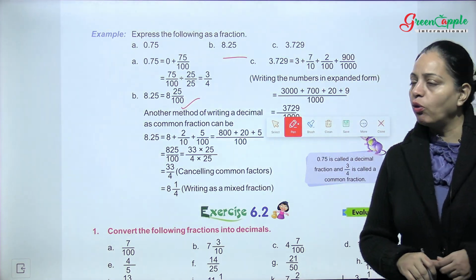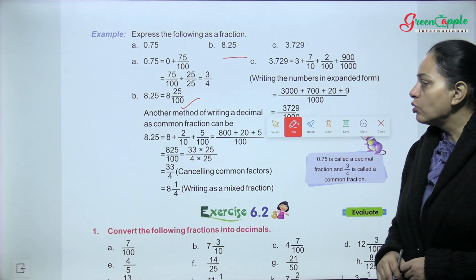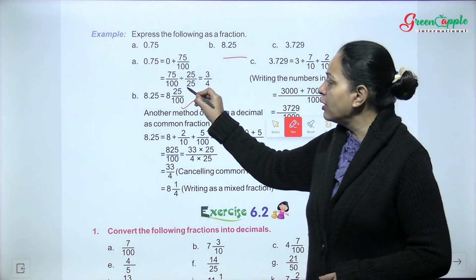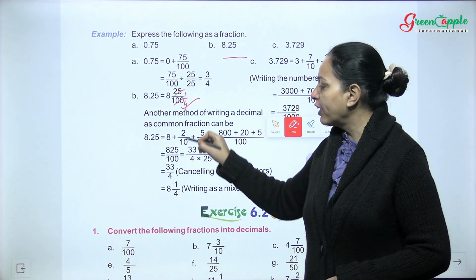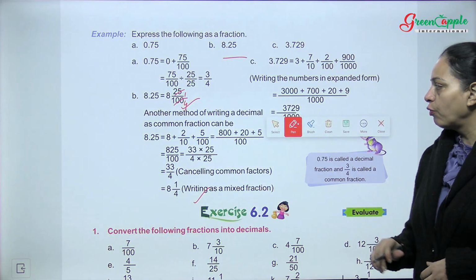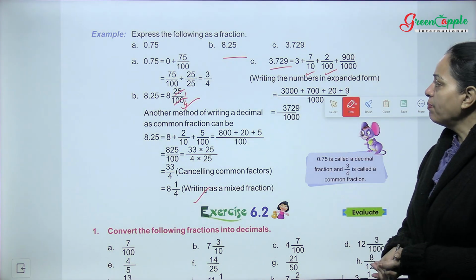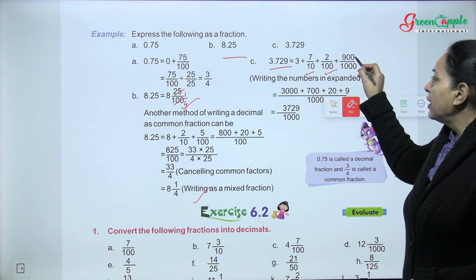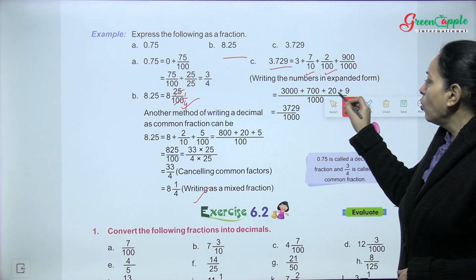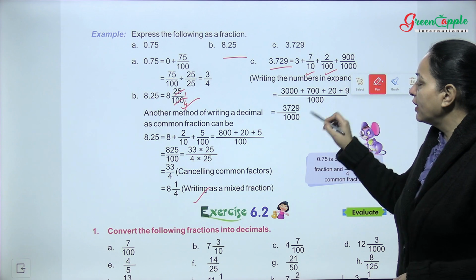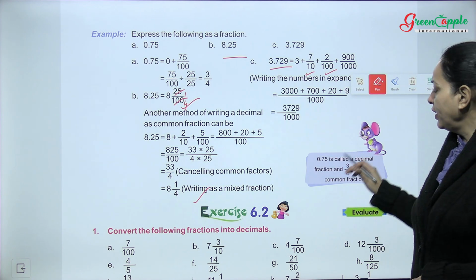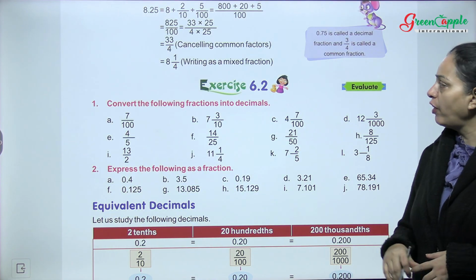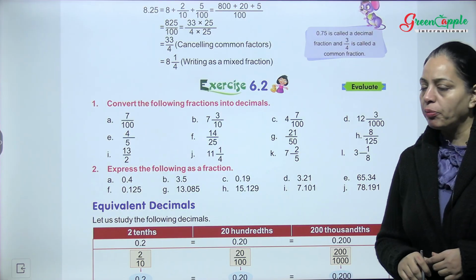B part: 8.25. How can we write it? 8 whole 25/100. So we have to change it into a fraction. So 25/100, we can cut by 25 itself. We are getting 8 whole 1/4. Okay, now the next is C part: 3.729. So 3 plus 7/10 plus 2/100 plus 9/1000. So we can simplify this. So this is the value, right? I hope this is clear to you. Now there is one point: 0.75 is called a decimal fraction and 3/4 is called a common fraction.